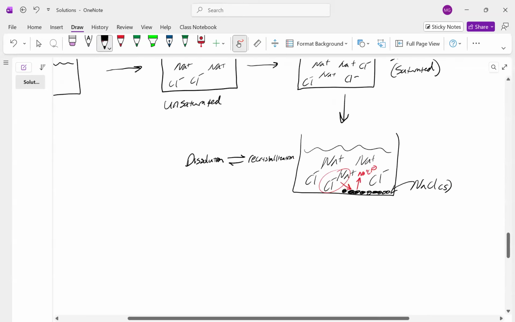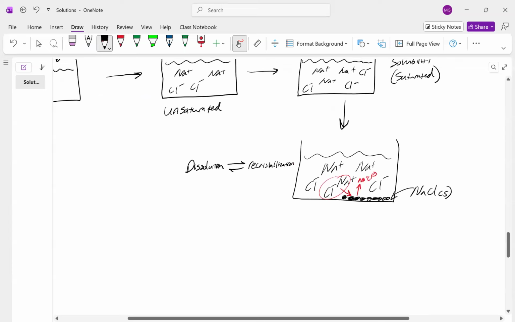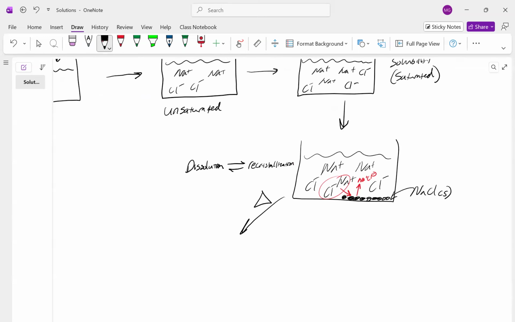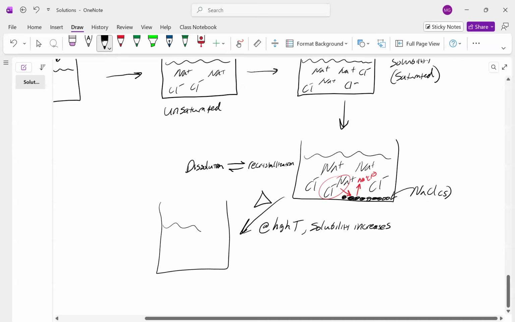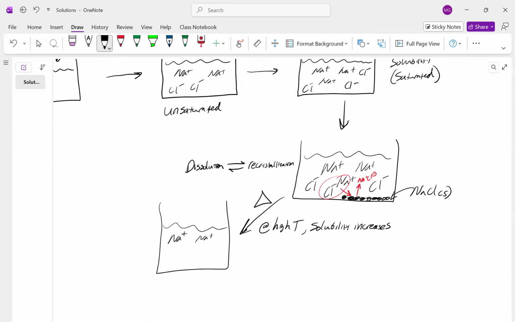Now, there are certain conditions where we can take this saturated solution and get that undissolved salt to dissolve. One of the ways that we can do that is by heating it up. We use that delta symbol to indicate we're going to heat it up, because at high temperatures, solubility increases. And so now, after heating it up, there's no longer any solid.